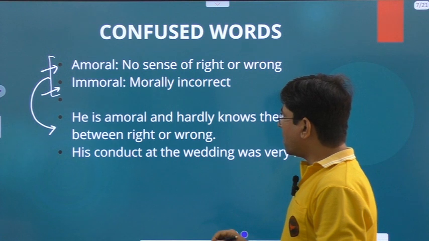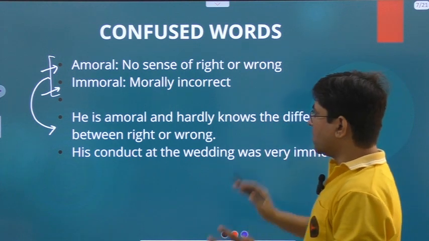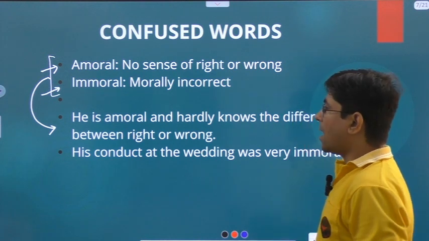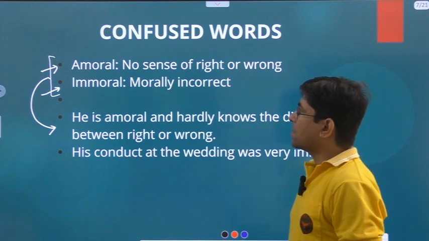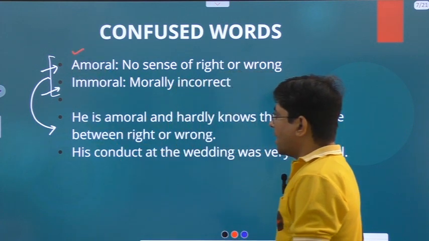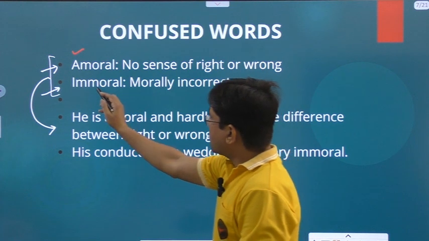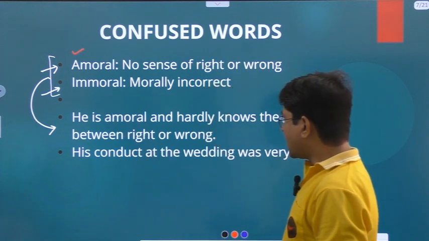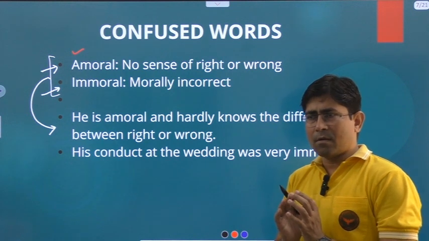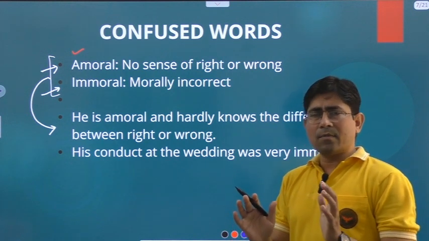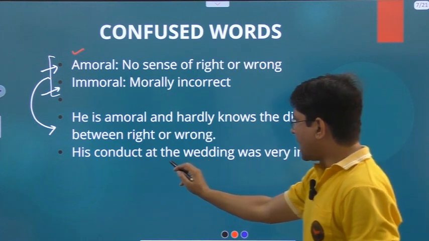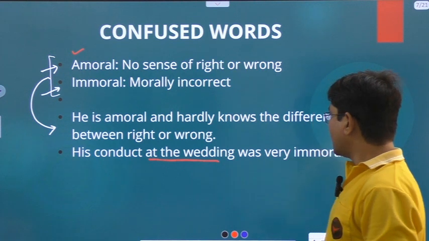He is amoral and hardly knows the difference between right or wrong. If someone hardly differentiates between right and wrong, for that you can use amoral, not immoral. Now how to use immoral in a sentence? His conduct at the wedding was very immoral, means that was not morally correct. His conduct at the wedding was very immoral.